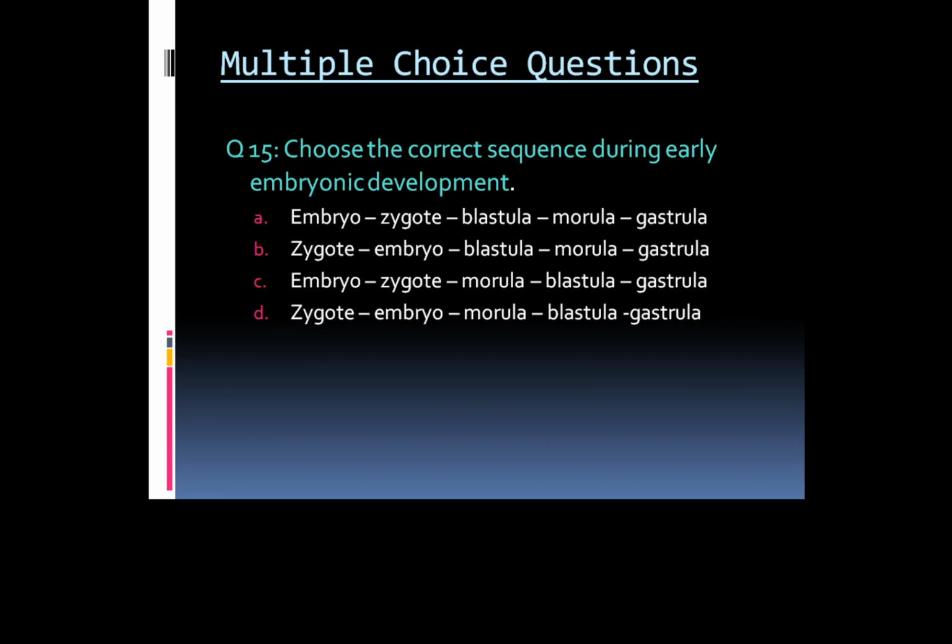Question 15. Choose the correct sequence during early embryonic development. Option A, embryo, then zygote, then blastula, then morula, and then gastrula. Option B, zygote, embryo, blastula, morula, gastrula. Option C, embryo, zygote, morula, blastula, gastrula. Or option D, zygote, embryo, morula, blastula, gastrula.